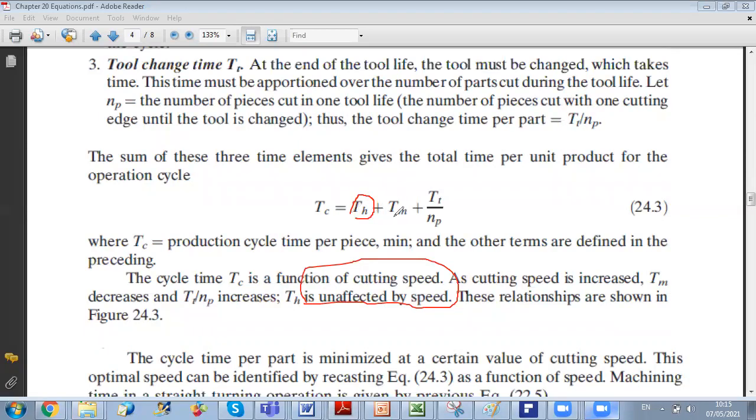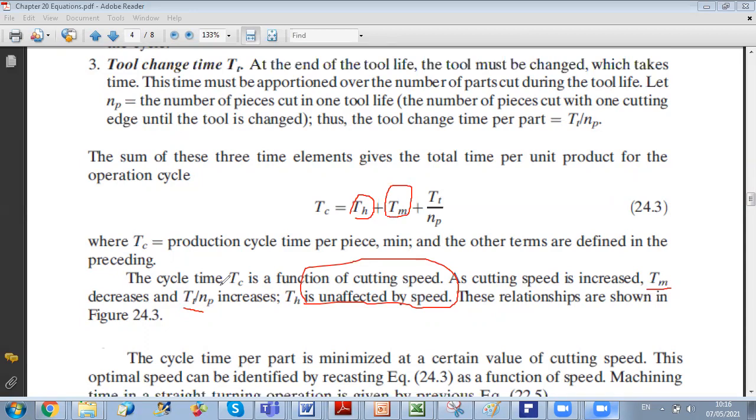On the other hand, we have the machining time. We have already developed in previous chapters how to find it. Now we will see that as cutting speed increases, as we have seen in previous chapters, the machining time will decrease, and on the other hand, the tool change time will increase. Why, if the cutting speed increases, will the tool change time also increase? What is the reason?